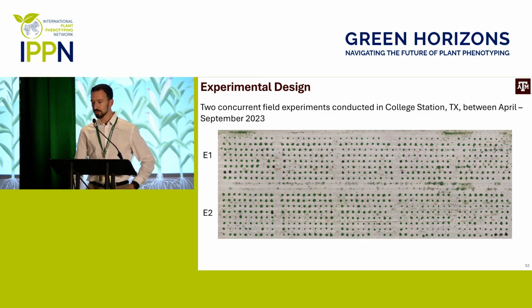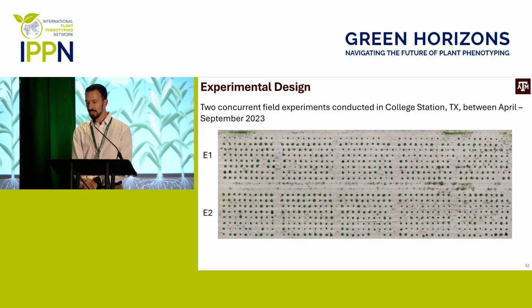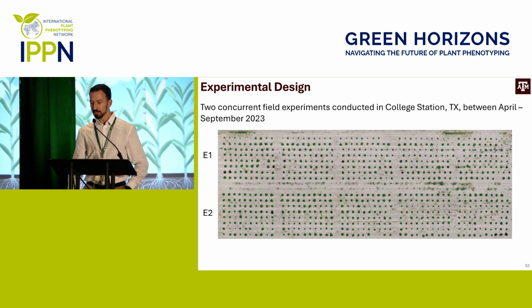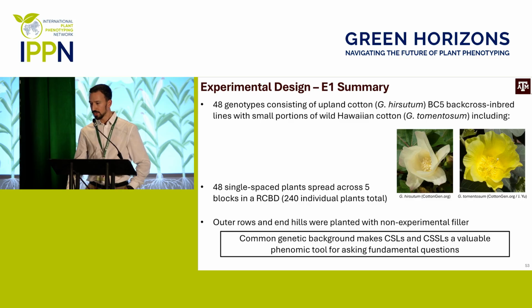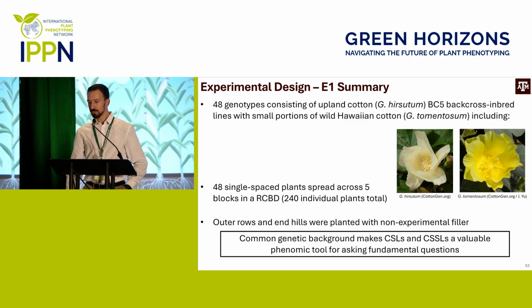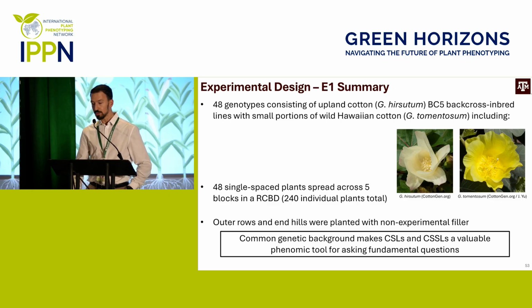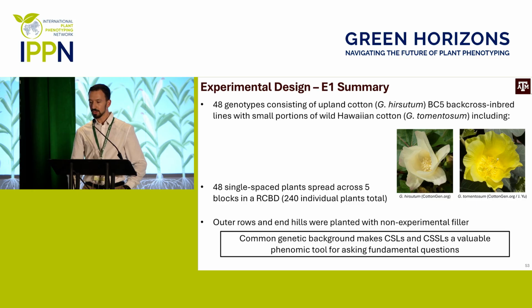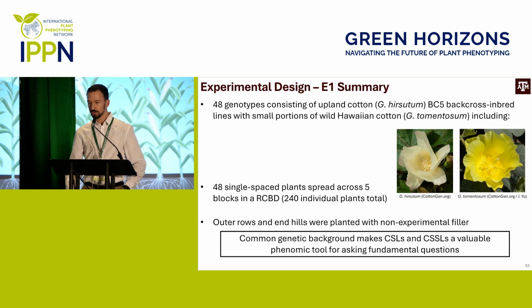So this project takes data from two different experiments that were conducted in College Station in April to September of 2023, and I'll refer to them as E1 for experiment 1 and E2 for experiment 2 moving forward. So experiment 1 was a panel of 48 genotypes, all of which had a Gossypium hirsutum background. These are BC5 advanced backcross inbred lines. They all contained small portions of the wild species, Gossypium tomentosum. And this was a mixture of chromosome substitution lines, or CSLs, chromosome segment substitution lines, and then 2 pure elfin lines, as well as a Texas marker 1 check.